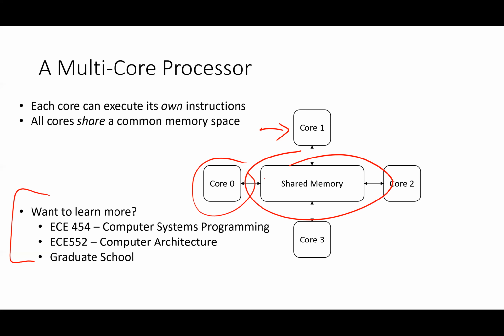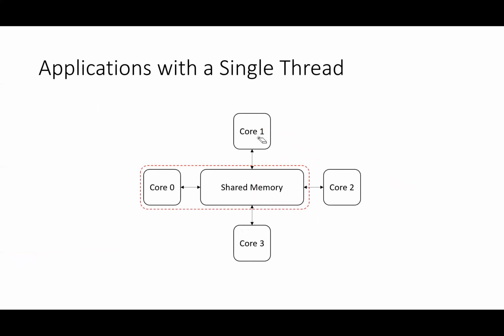Because I just told you each core is actually looking at about 100 instructions at any one point in time. That's a big topic too. And you can learn about that in EC 552, computer architecture. And you can learn more in grad school. Okay, so these are pretty deep topics. But that's the big picture of what's going on.